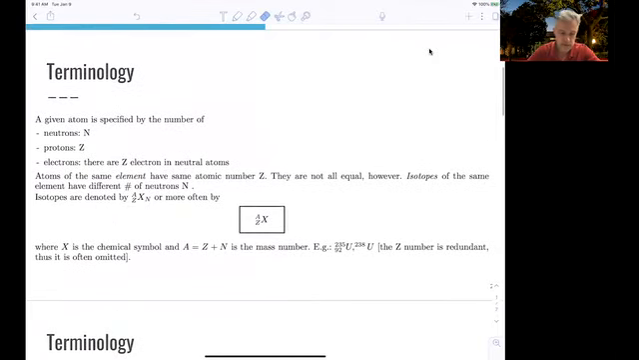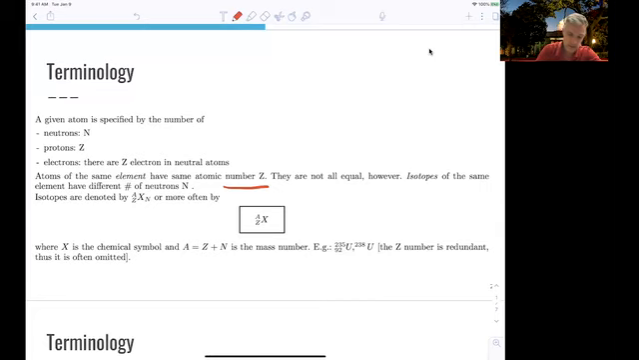So given an atom, you can specify the number of neutrons, the number of protons, and the number of electrons, which is equal to the number of protons for neutral atoms. Atoms of the same element have the same atomic number Z, but they're not all the same. Isotopes of the same element have a different number of neutrons. So you can have uranium with a number of neutrons varying.